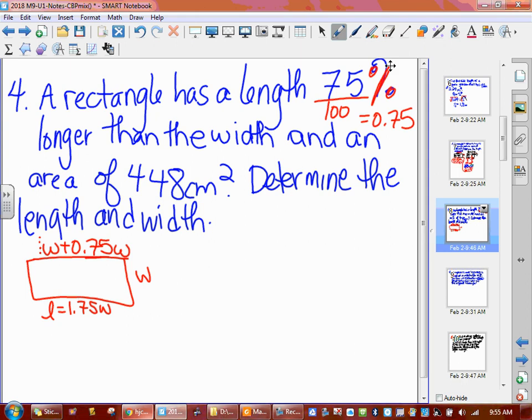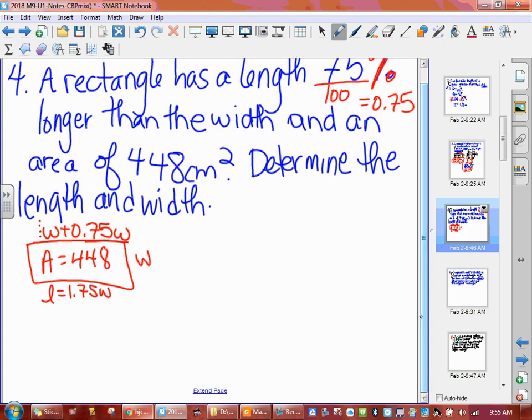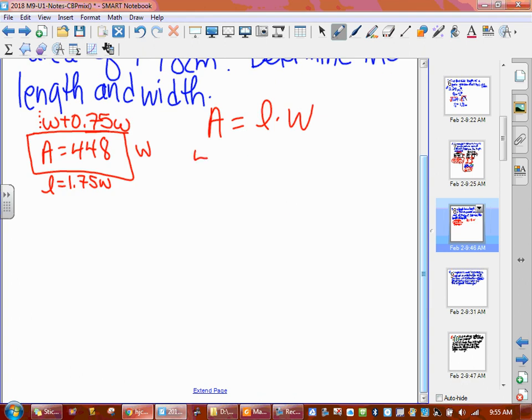So we go back to our area equation for a rectangle. So area of a rectangle is length times width. So now we're going to put the numbers in. 448 equals length, 1.75 W, times width, which is W. So remember, what did we do when we multiplied variables? We added those little baby numbers on top, those exponent numbers. So we're going to get 1.75 W squared. Okay? And again, 448 is on the left-hand side.